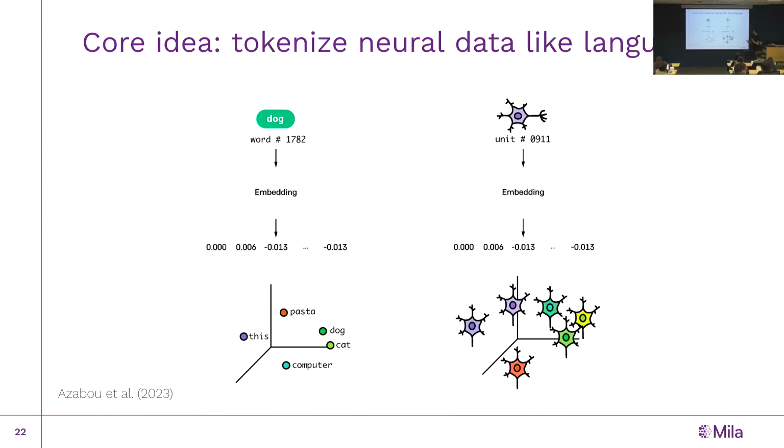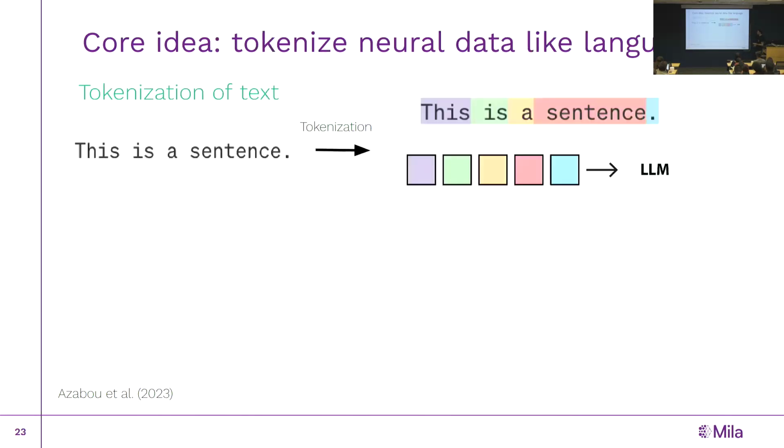But it's not reasonable to say that whatever happened to be unit 911 in this recording is the same across all of your recordings. That would be stupid. So how do you deal with this? So this is the tokenization of text. We receive our sentence, we chunk it up into these vectors that we receive into our large language model.